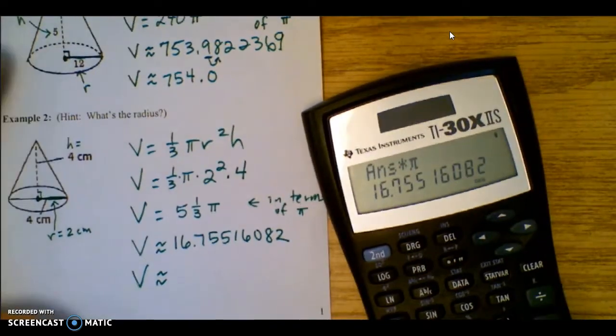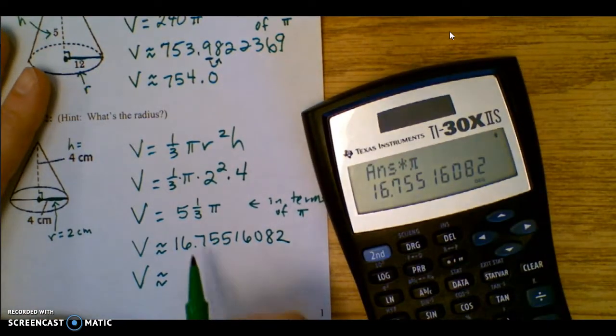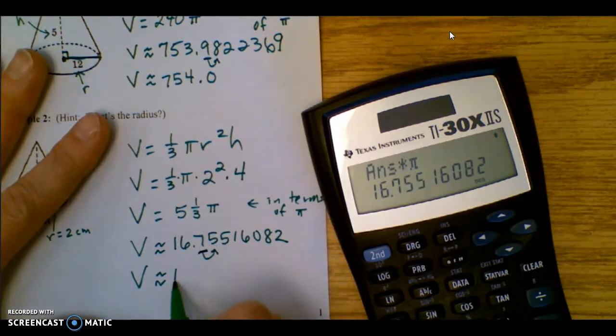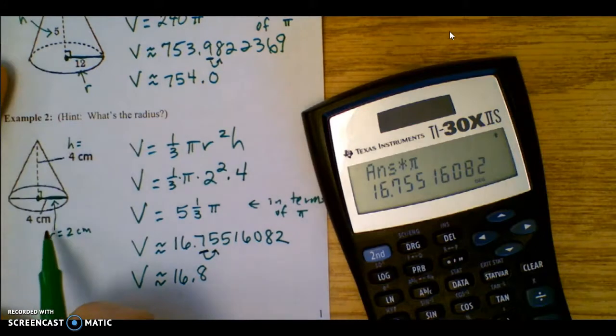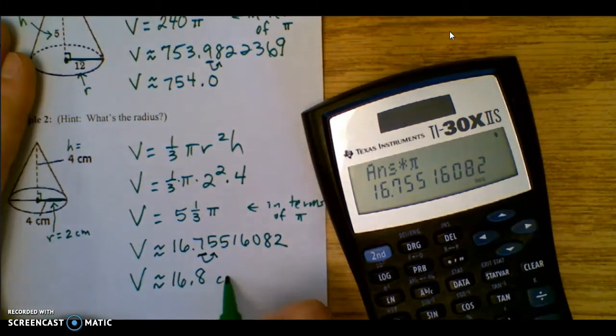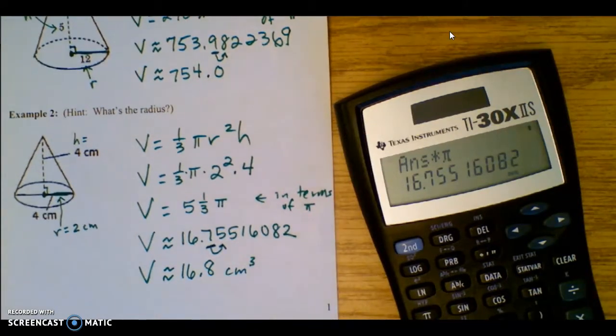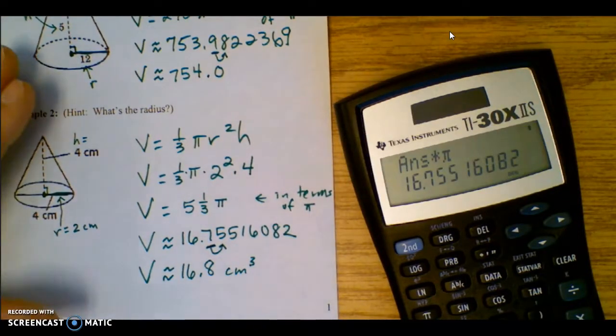And then again, if we're going to round, let's say we want to round to the nearest tenth again, we're going to look at this digit, but we bump it up again. So 16.8. This time we were given units, so we're going to say these are centimeters cubed, and that is our volume of 16.8 centimeters cubed.